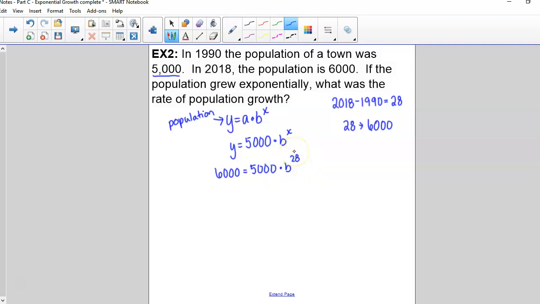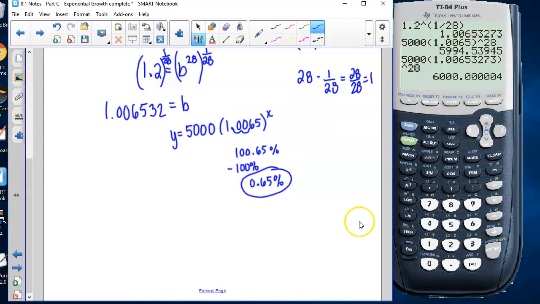And I've got to teach you something that you don't really know about yet, and you're not going to totally understand, but just take my word for it on how to do it, okay? So the first thing we're going to do, we're going to divide by 5,000. So we're trying to get that b right there by itself. So we're going to divide by 5,000. It's the only one we're going to do.